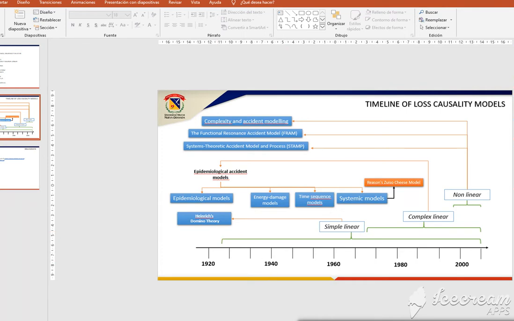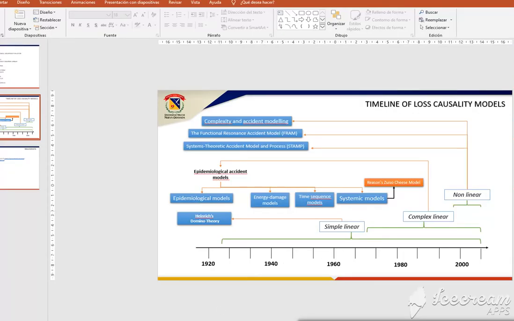A basic characteristic of this type of model is that the capacity is often limited in explaining the causes of accidents in complex systems. On the other hand, in the early 1980s, complex linear models appeared such as epidemiological models, energy damage models, time sequence models, and systemic models.